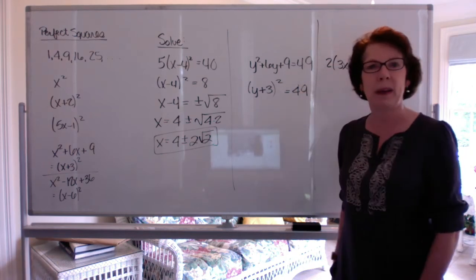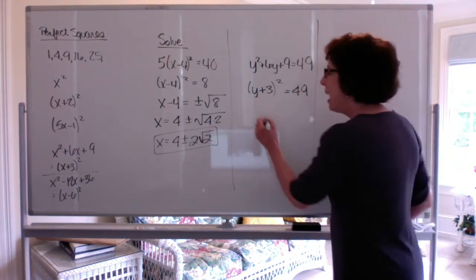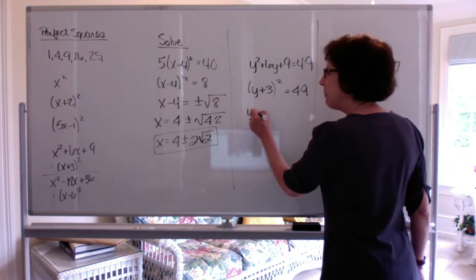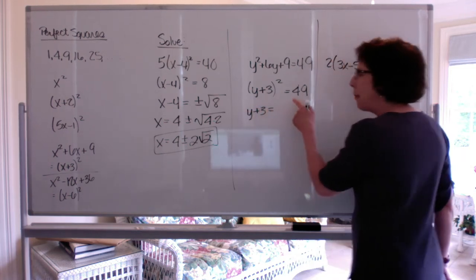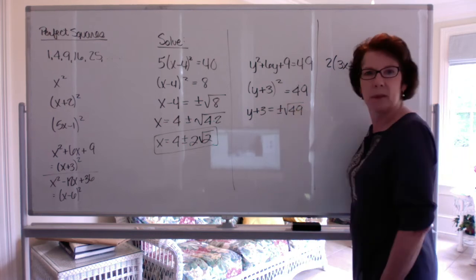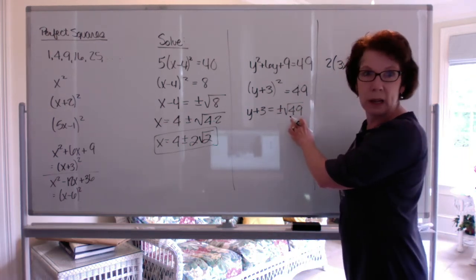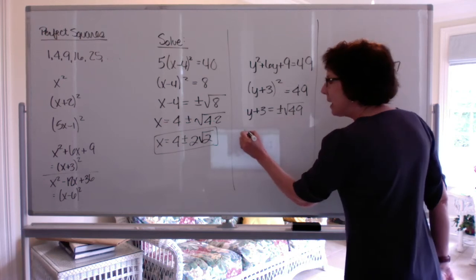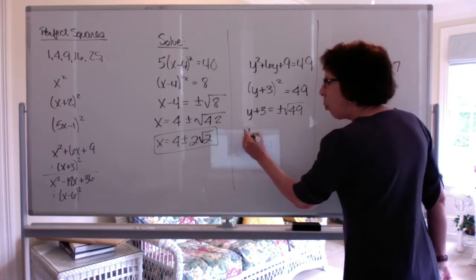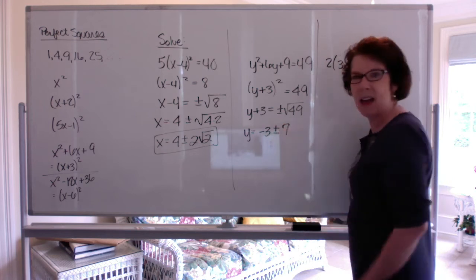Oh, awesome. Now I have a perfect square here that I can take the square root of. And so I'm going to take the square root of this side, give me y plus 3. I'm going to take the positive and negative square root on this side. Okay, you can go ahead and write plus minus 7 if you want to. I'm just being really thorough here. And let's go ahead and isolate our variable. Y equals negative 3 plus minus 7.